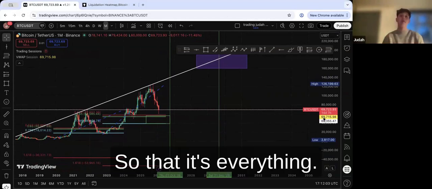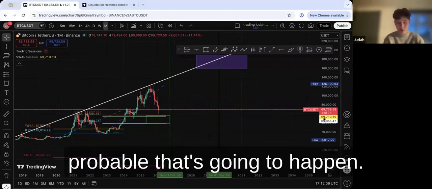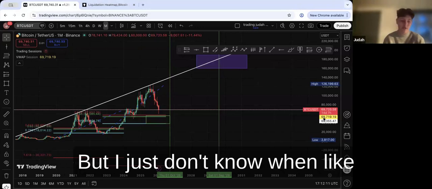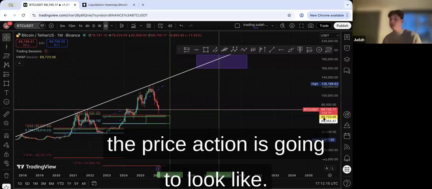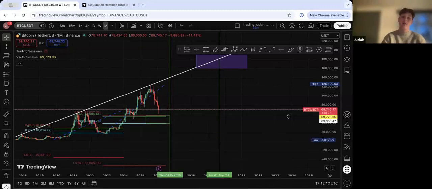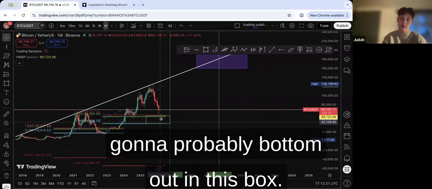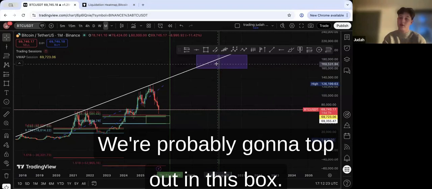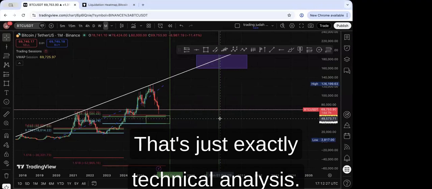So we calculated everything, and this is, I think, in my opinion, the most probable thing that's gonna happen. But I just don't know when. I don't know how it's gonna happen, how the price action is gonna look. I just am almost certain we're gonna probably bottom out in this box. We're probably gonna top out in this box. That's just technical analysis.